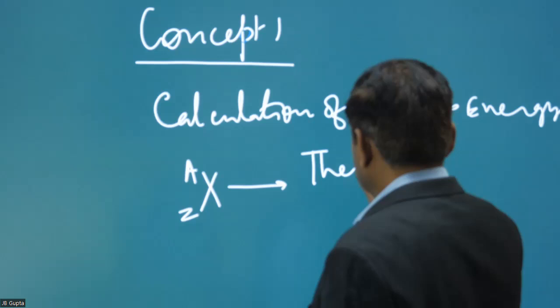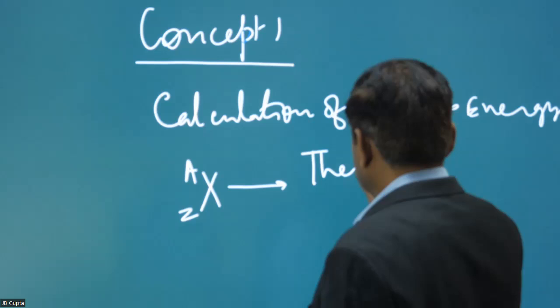So what is the concept of a fusion reaction? Two elements of smaller atomic masses, A1 and A2, whose binding energy per nucleon were E1 and E2, combine to form a bigger element. Now the atomic mass of this element will be A1 plus A2.